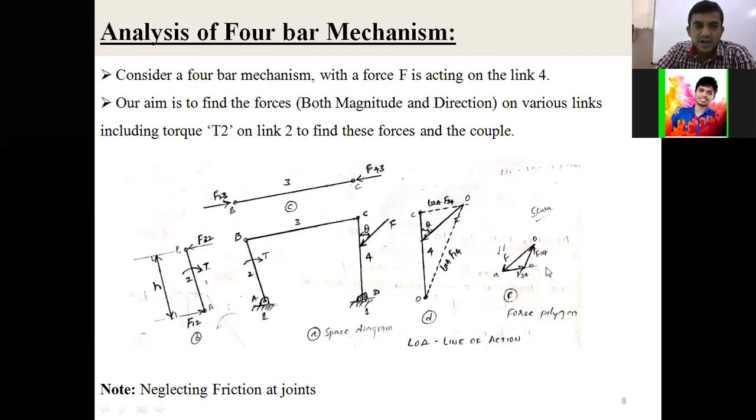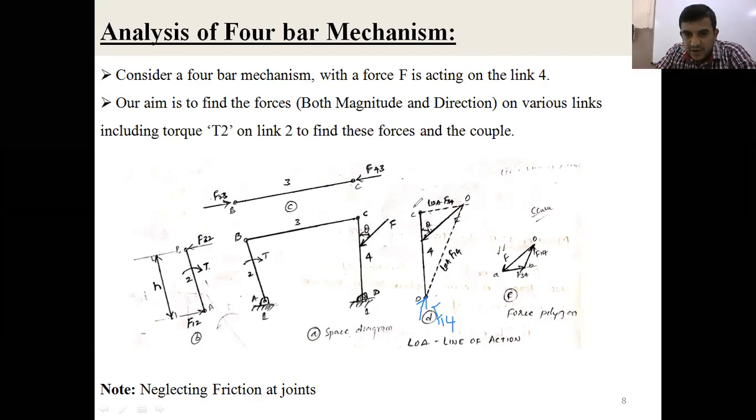Transfer those directions of the forces into the free body diagram of link 4. Once you draw the free body diagram of link 4, for F14 we know the magnitude. See that, upward. Draw here parallel to F14, then show the arrow mark like this. This is the force exerted by link number 1 on link number 4. Similarly, transfer F34 from the force polygon onto the hinge C. Now this is the force acting on hinge C, that is F34.